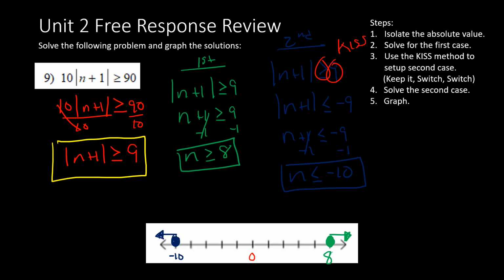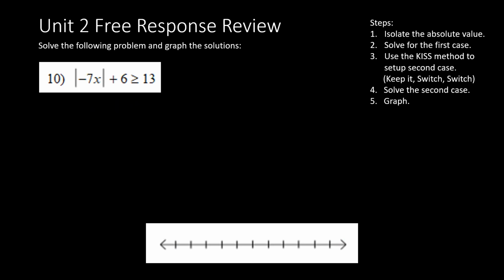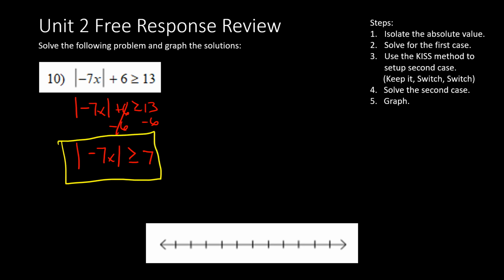All right, and let's do one more together. Number 10. And I want you to pay close attention to number 10 because something's going to happen here. So when we have this, we're going to say the absolute value of negative 7x plus 6 is greater than or equal to 13. When we subtract 6 from both sides, we get the absolute value of negative 7x is greater than or equal to 7. Let's go ahead and box that because that's important. That is our isolated absolute value.